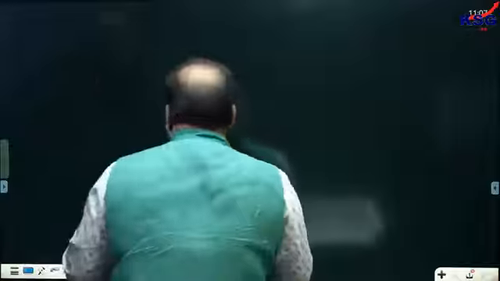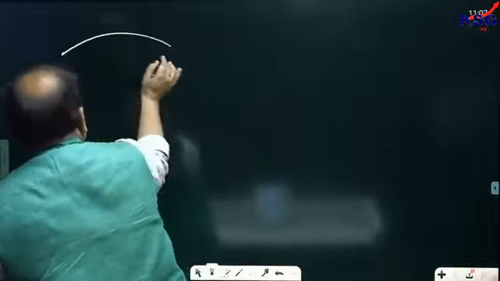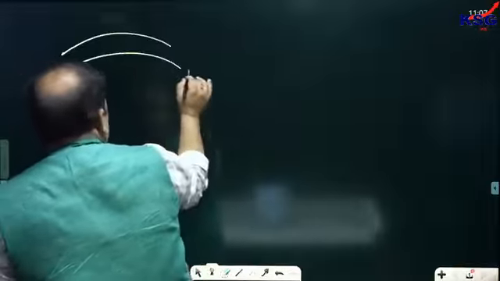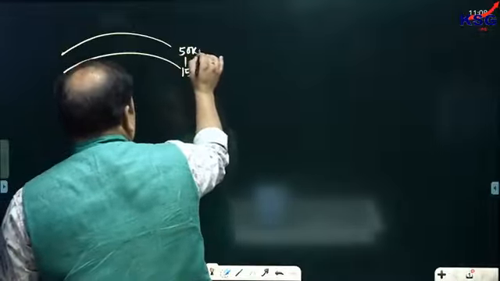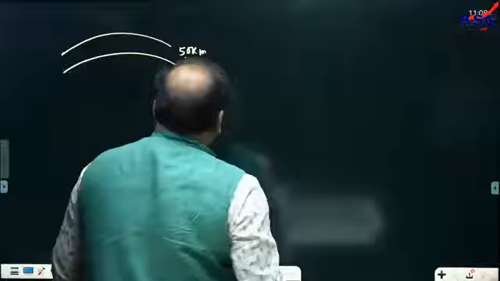Now, when we talk about ozone layer, where is it present? It is present in the stratosphere, from a range of 15 to 50 kilometers. That's the extent of ozone layer in stratosphere, 15 to 50 kilometers.